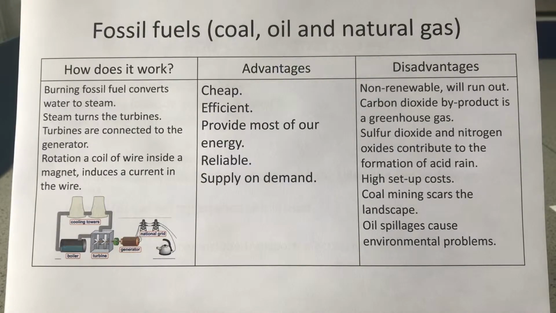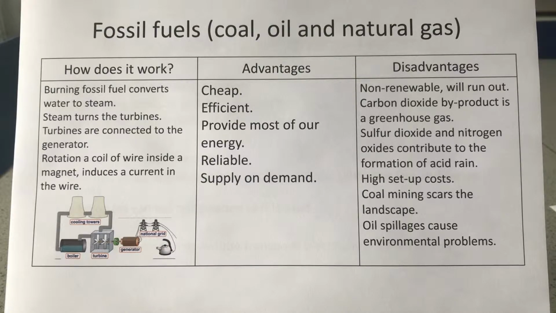The power station's already set up, so getting the coal, oil and gas is quite cheap. It's efficient, so we get a decent amount of electricity for what we put in and the energy used to create that electricity. And it provides most of our energy. It's very reliable because we can produce it as we need it. Okay, we call that supply on demand. So because we can't store the electricity, we need to create it as it's needed, which we call supply on demand.